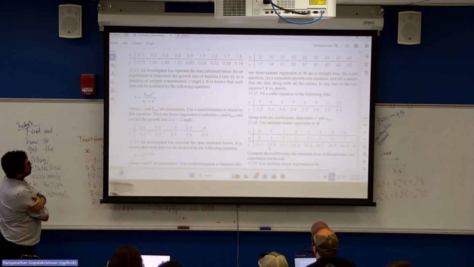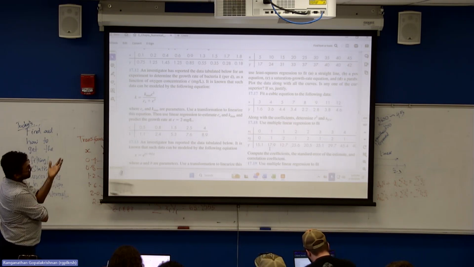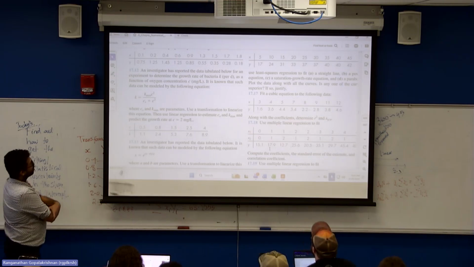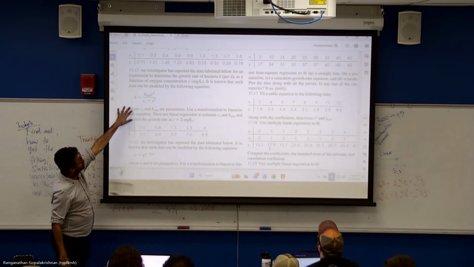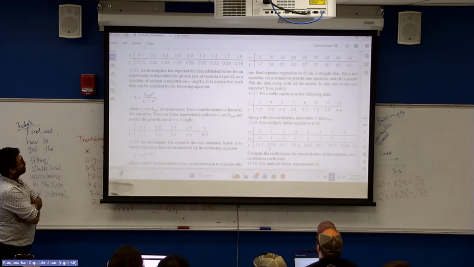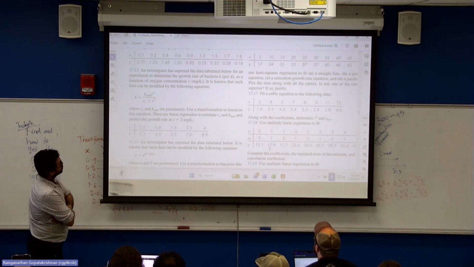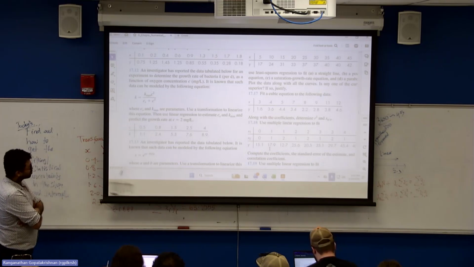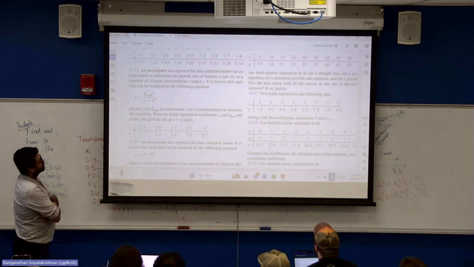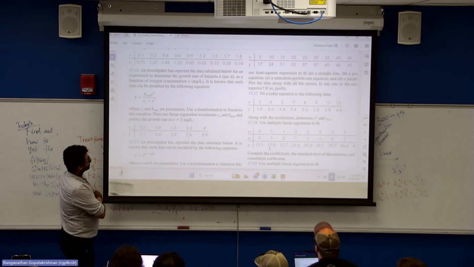The growth rate of bacteria K per day as a function of oxygen concentration C in milligrams per liter is known to be modeled by an equation that looks like this: K equals K max times concentration squared divided by CS plus C squared, where CS and K max are parameters. Firstly, use a transformation to linearize this equation. Then use regression to estimate CS and K max and predict the growth rate at 2 milligrams per liter.